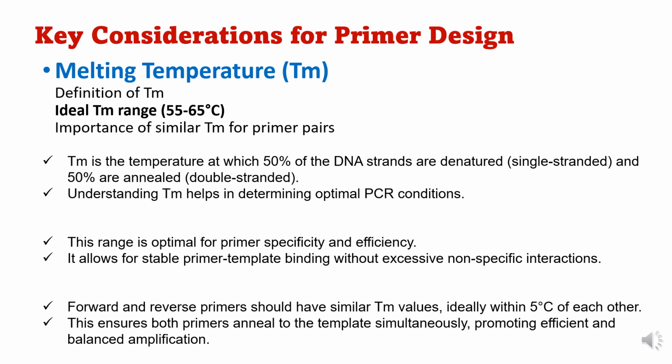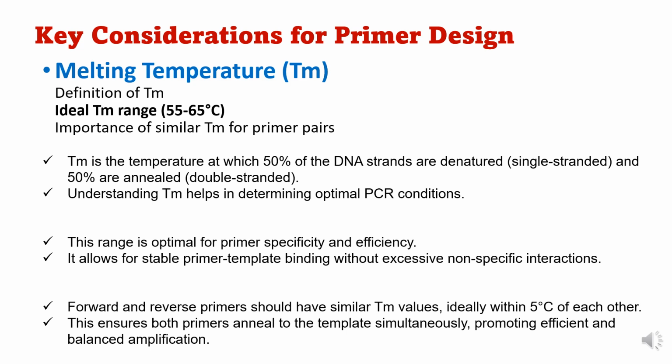The annealing temperature in PCR is typically set 5 to 10 degrees centigrade below the lower primer melting temperature, and this allows for efficient primer binding while maintaining specificity. Proper melting temperature considerations help avoid non-specific binding and primer dimers. It ensures optimal primer-template interactions that lead to efficient amplification.